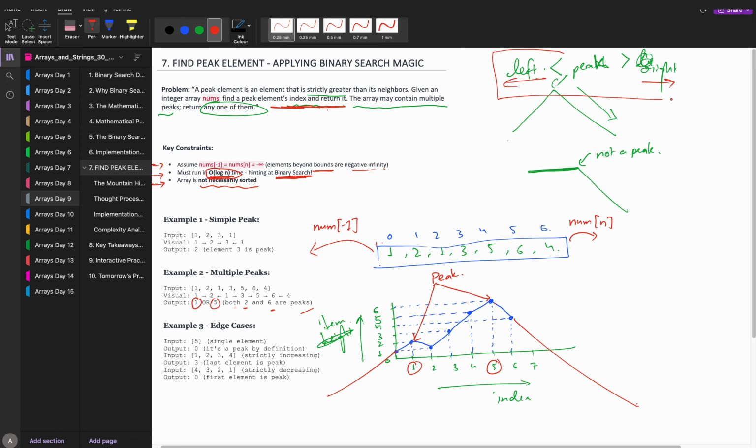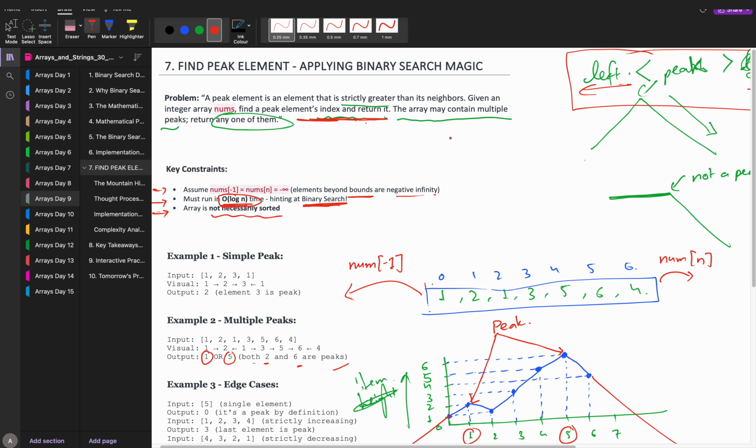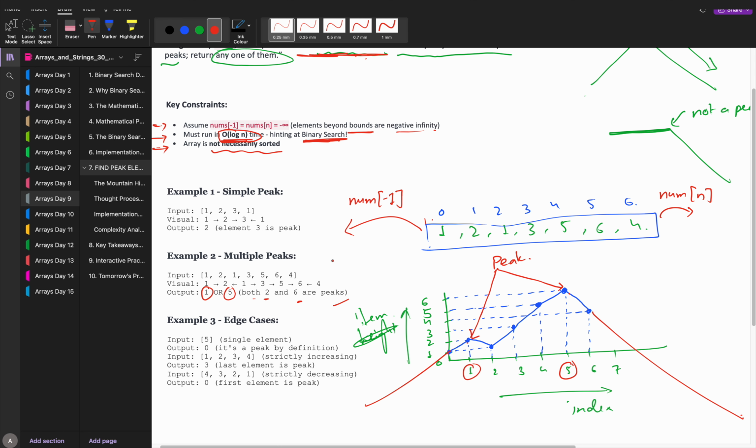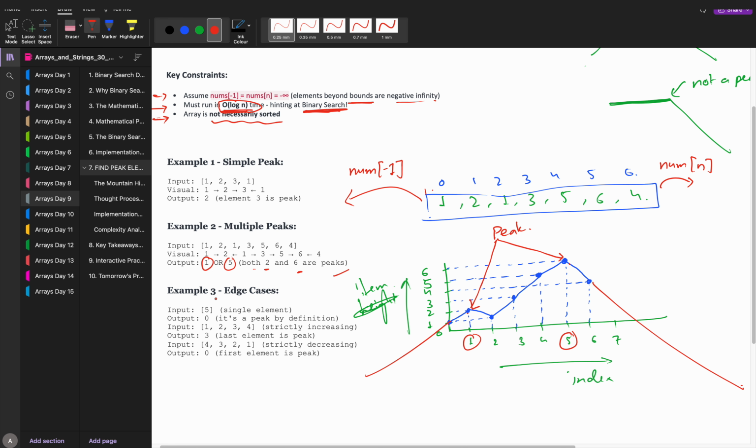And this is gonna help you make decisions similar to binary search. So let's not hurry or rush. I will show you gradually. But before that, let's focus upon the edge cases here also. What can be the edge cases for this kind of problem?